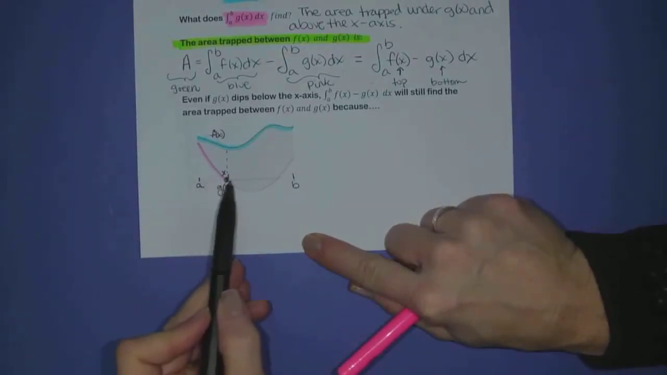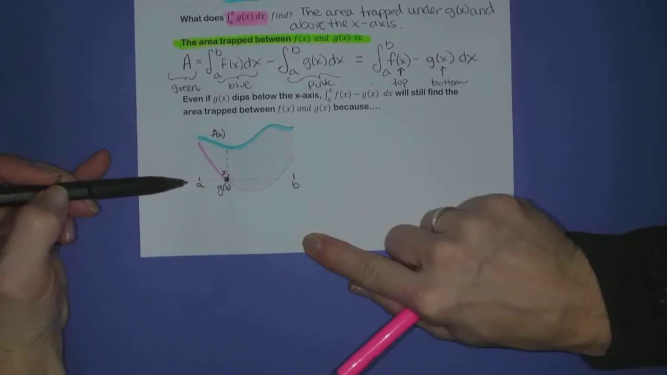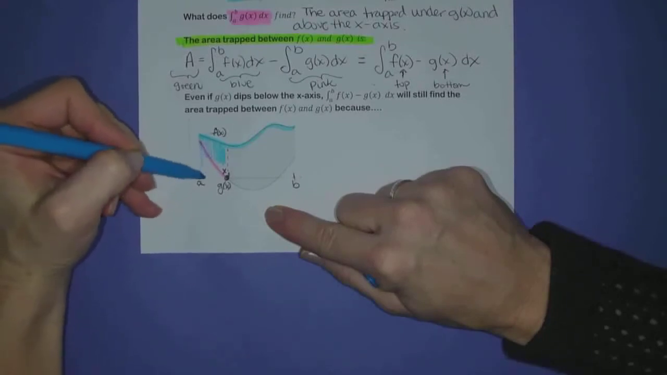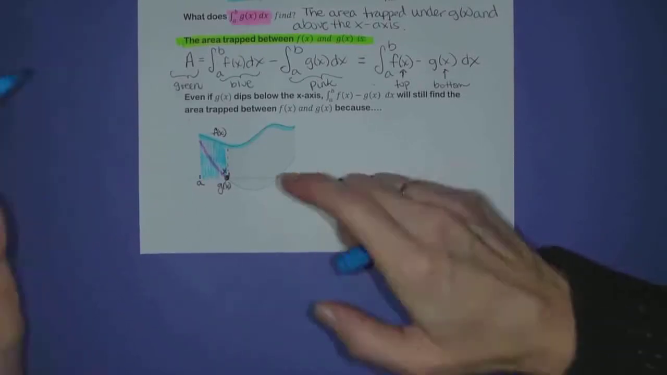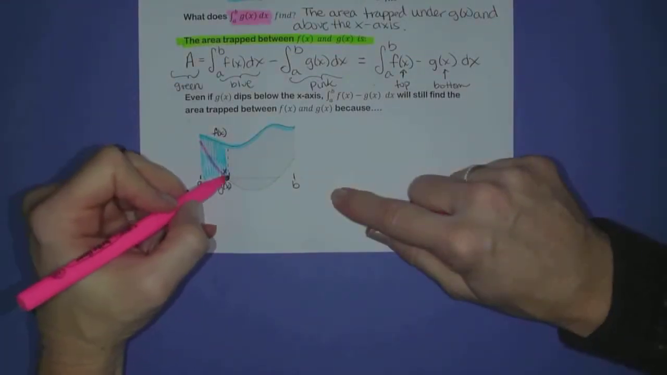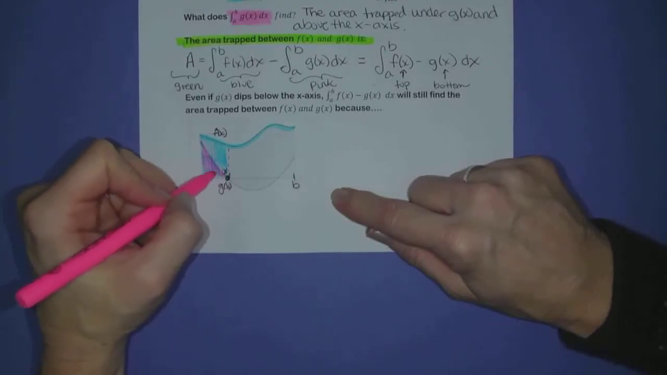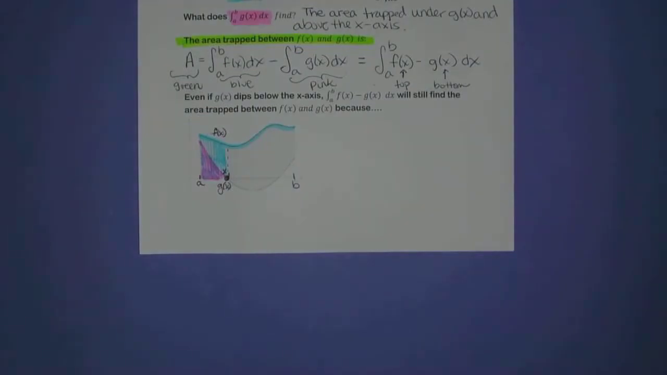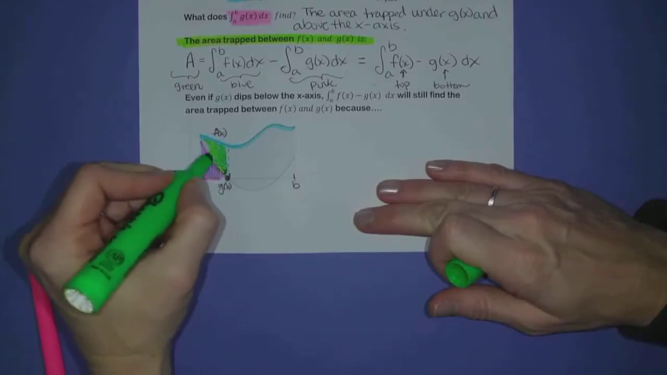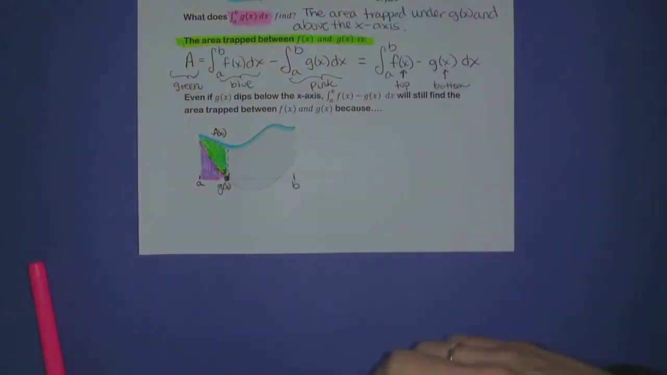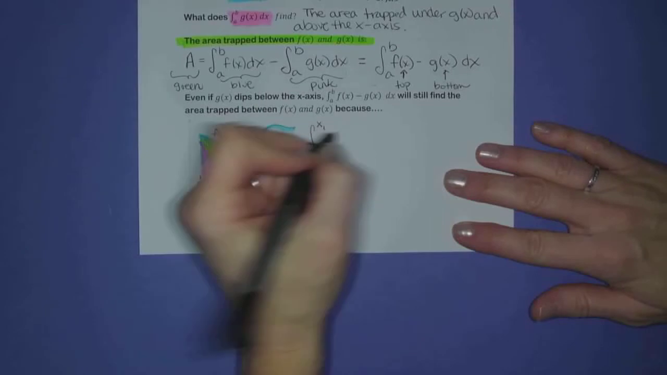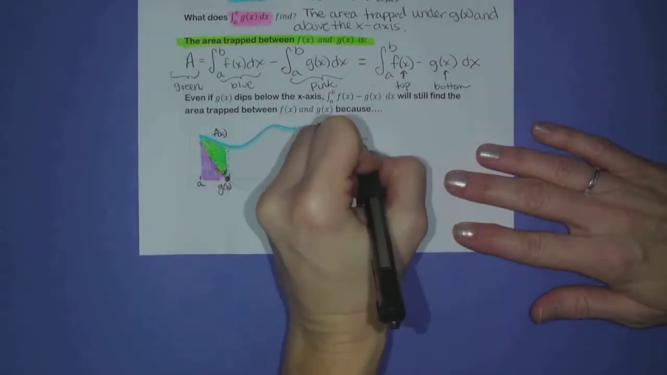If we're finding the definite integral just between a and x sub 1, then we would take all of the blue, that's the definite integral from a to x sub 1 of f of x, and then we would have to subtract out the pink, which would be the definite integral from a to x sub 1 of g of x. And when we take the blue minus the pink, we would get what's trapped between the two, which is the green. So same idea as the last example. So that first portion would be the definite integral from a to x sub 1 of f of x minus g of x dx.